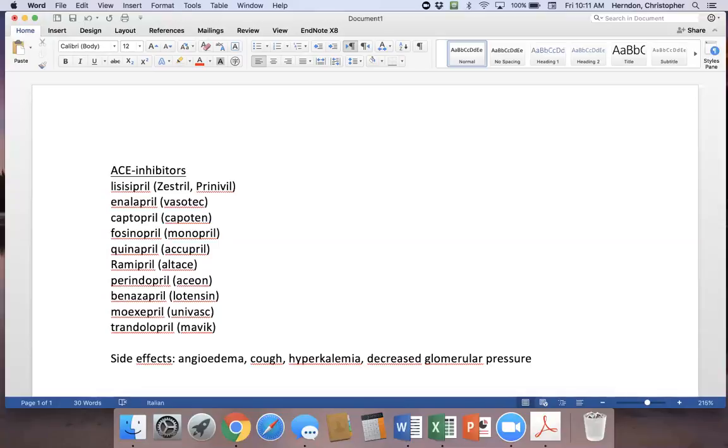However, if you have an NSAID on board or renal artery stenosis, remember those nasty words? Then decreased glomerular pressure can result in acute renal failure, like pre-renal azotemia. Sound familiar? Okay. Pre-renal azotemia. Okay, let's stop then.